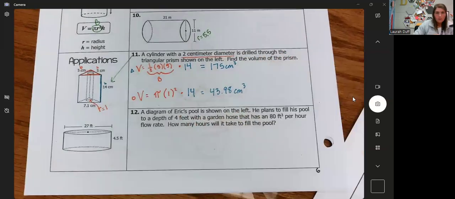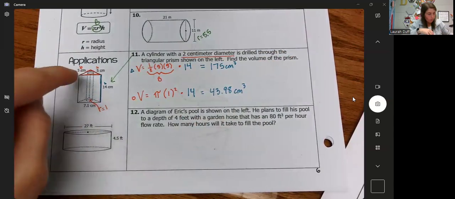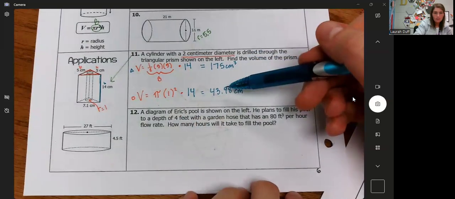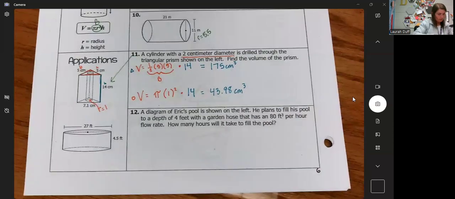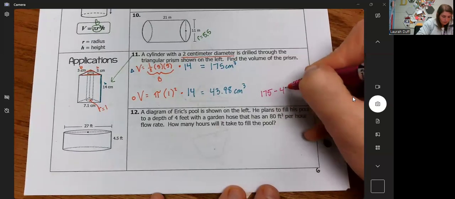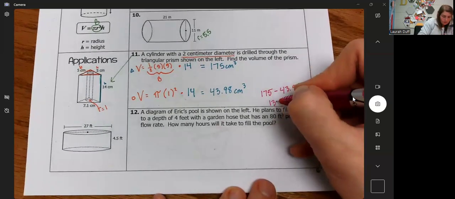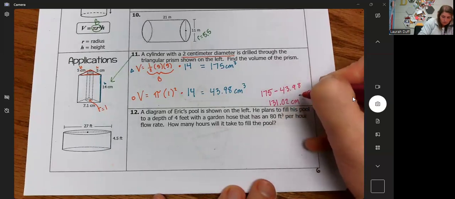centimeters cubed. And this is where you have to decide. Some problems you will have two things combined and you add them together, or you're going to have a hole cut out of something, and that's where we're going to subtract. So we're going to take 175, subtract our volume of that cylinder that's being cut out to give us our total. So I'm going to do that over here. Let me get a different color. 175 minus 43.98 gives us a total volume of 131.02 centimeters cubed.